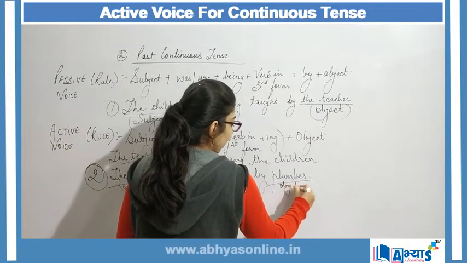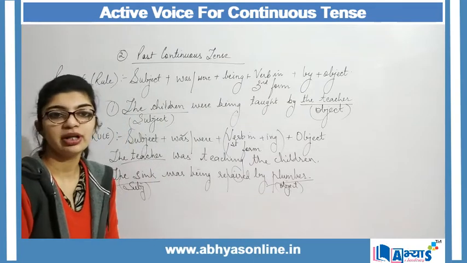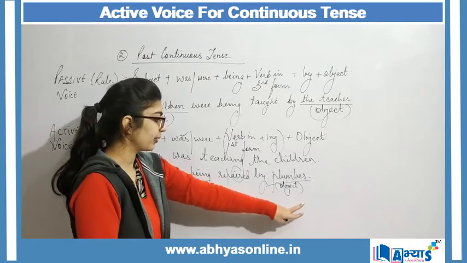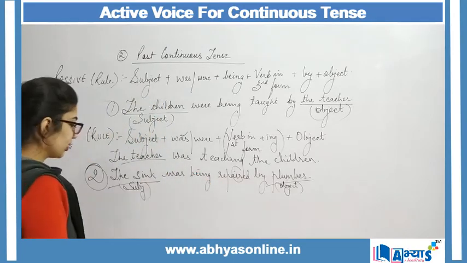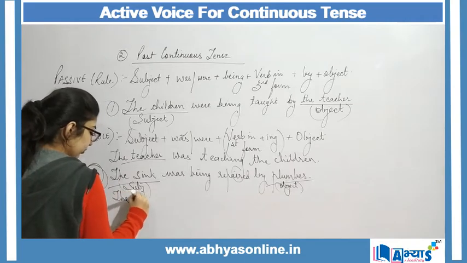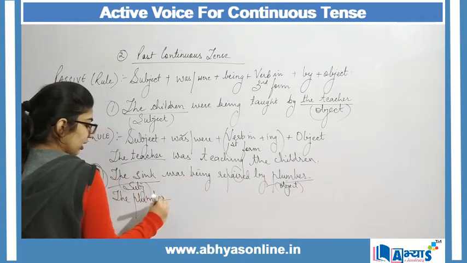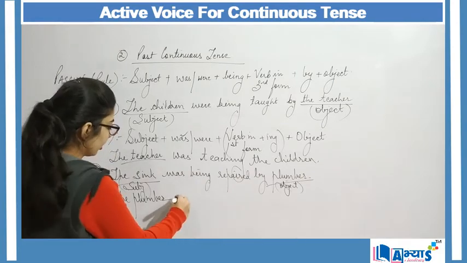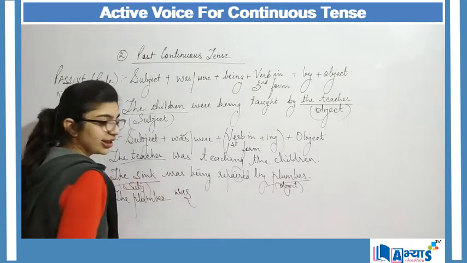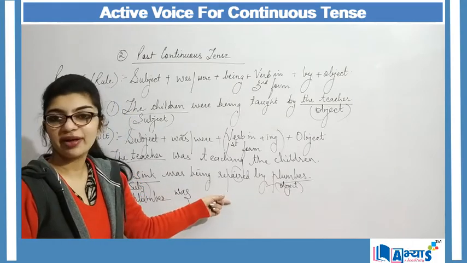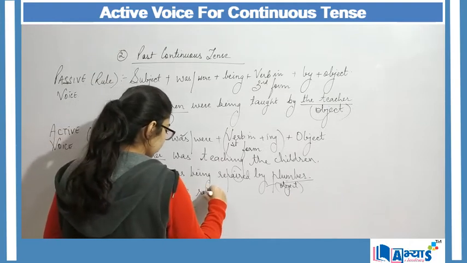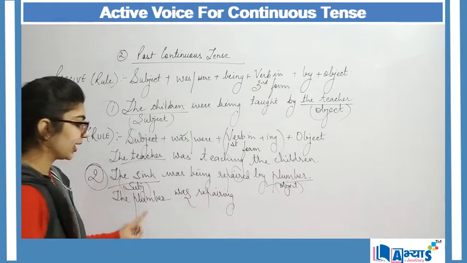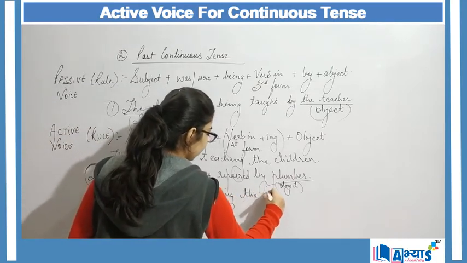So I know that this sentence is in passive form. I want to convert from passive to active without changing the tense. My object will now become the subject. So I will say the plumber. Now since the plumber is singular, I will use was. Was I am using for the past tense. And I want to make the tense as continuous. So repairing. And now my object will become sink. Was repairing the sink.